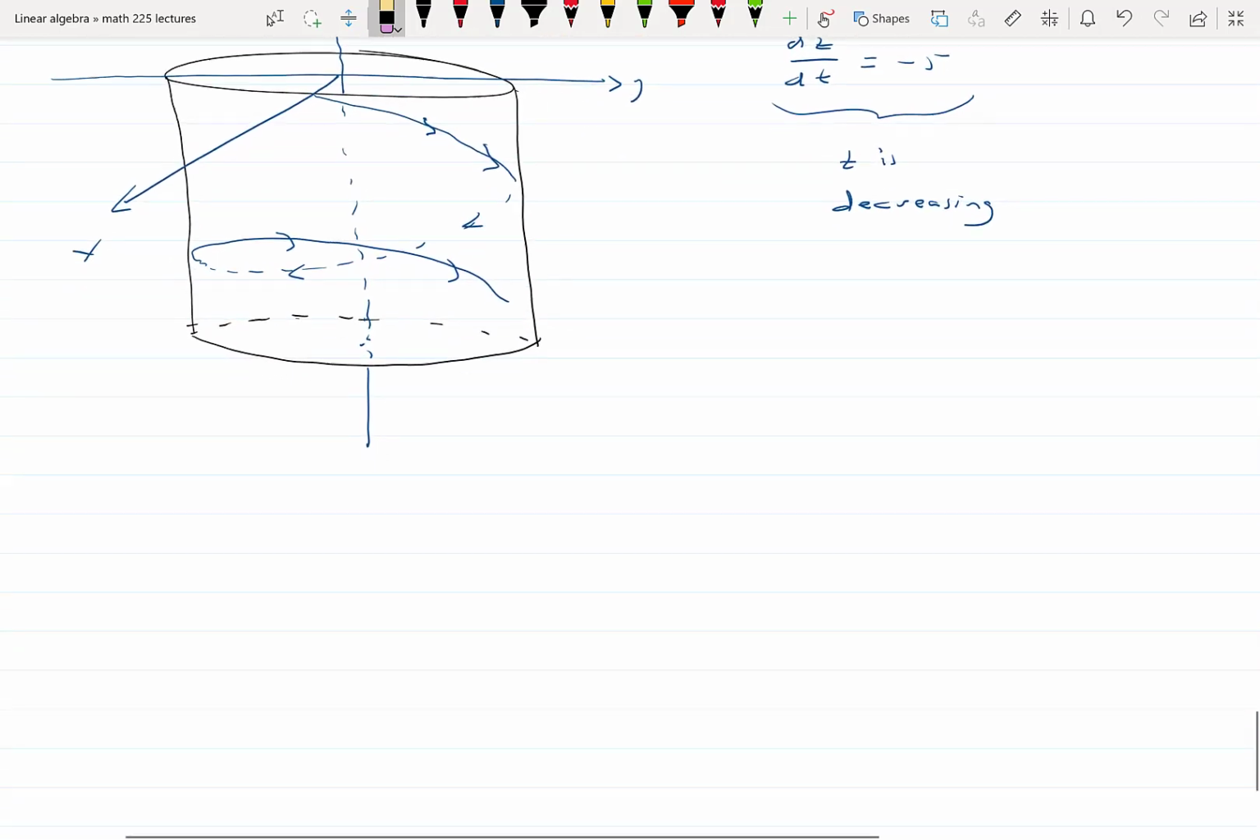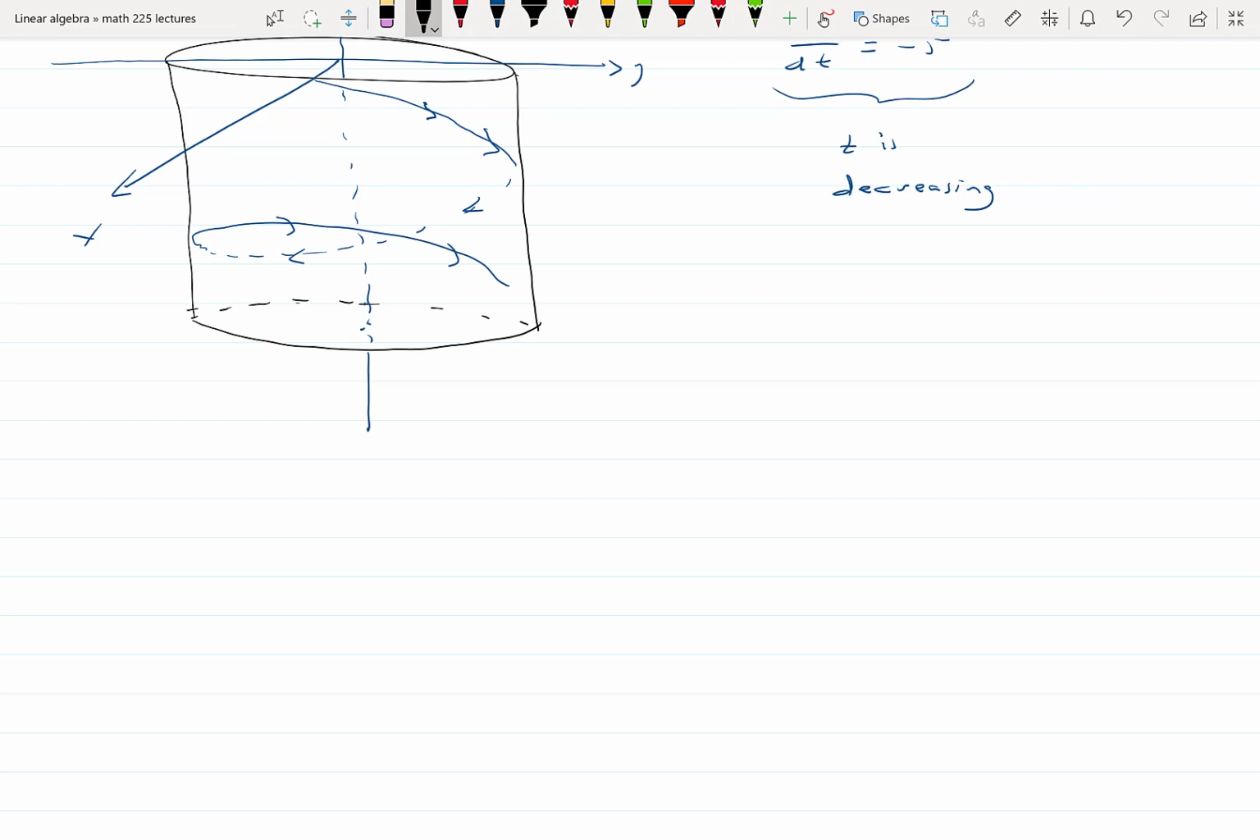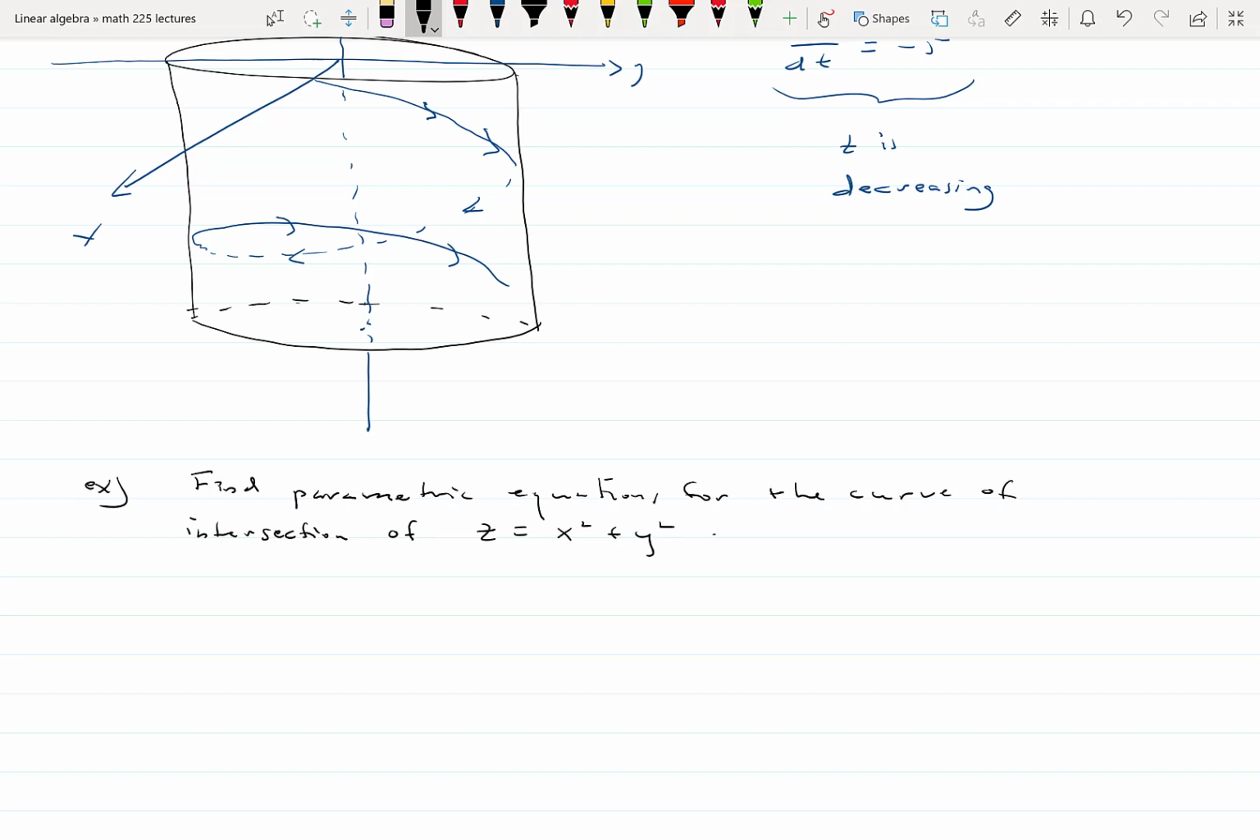Let's do another example. Mostly an algebraic example for our next example. So example, find parametric equations. You're going to be doing a lot of these kinds of examples in your homework, and this is a very basic one. So find parametric equations for the curve of intersection of z equals x squared plus y squared and x equals 2.